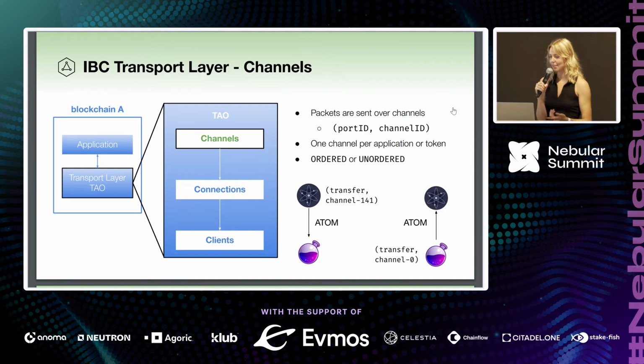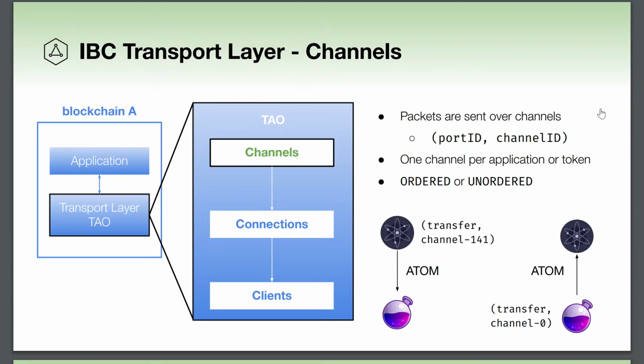And in this example that I've just picked out just to demonstrate the naming and a use case. So if I wanted to send Atom from the hub to Osmosis, the port ID would be transfer to show that it's a token transfer, and the channel ID is 141. And if I was sending Atom from Osmosis to the hub, the port ID would also be transfer, but the channel ID is 0 in this case.